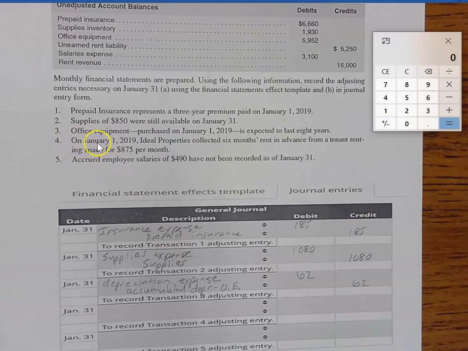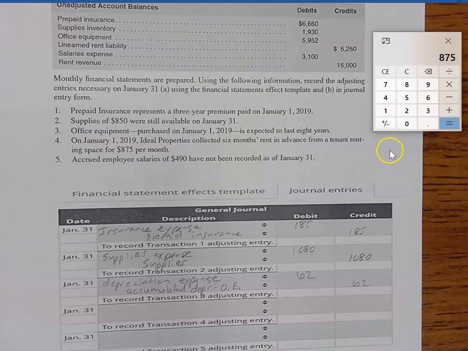Number 4 says, on January the 1st, 2019, Ideal Properties collected 6 months rent in advance from a tenant renting space for $875 per month. Okay, so we've got this unearned rent liability, unearned revenue. This happens when someone gives us money in advance, but we have not earned it yet. That's actually a liability. So when we got this cash, we did debit cash for $5,250, and then we set up this liability account as well. Now I just want to show you this: $5,250 divided by 6 does in fact equal $875, right?